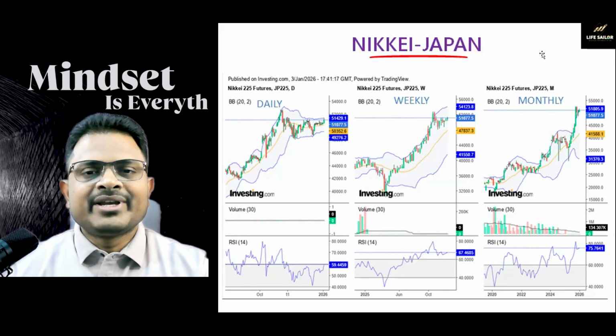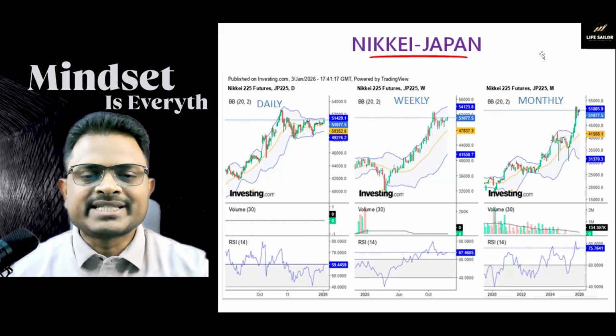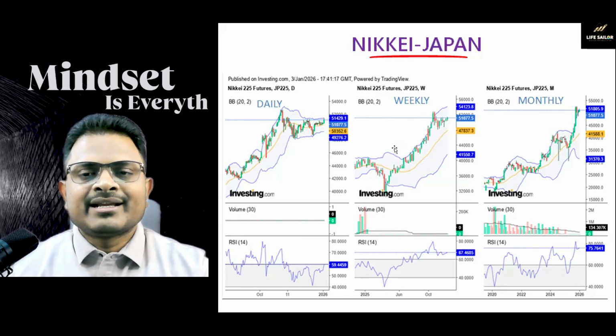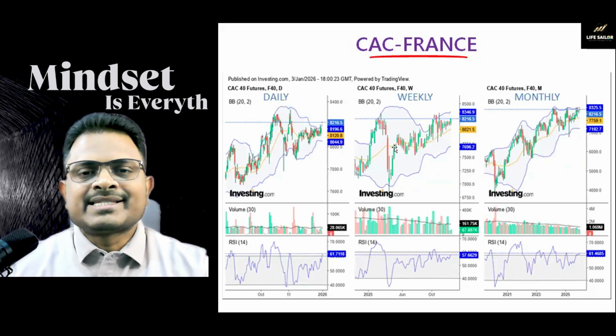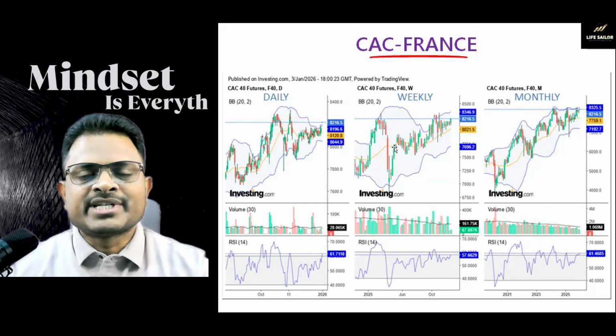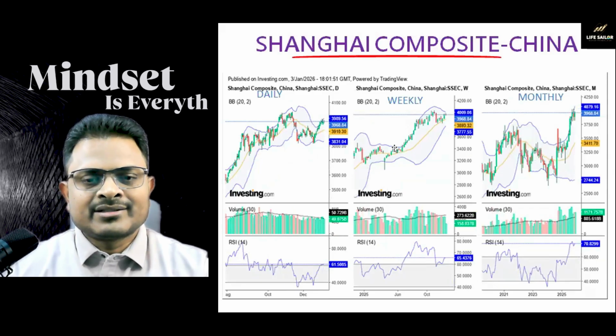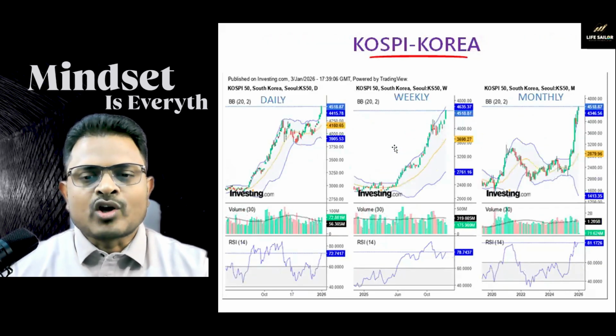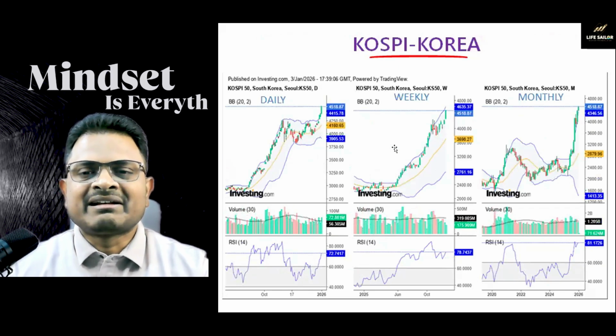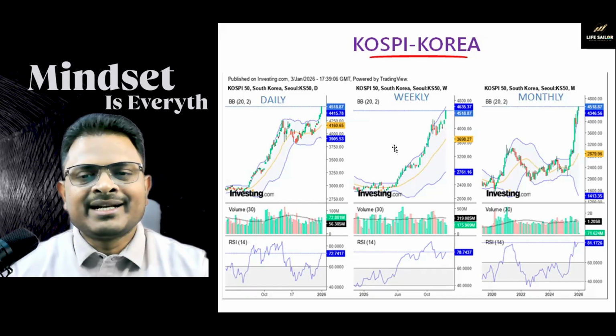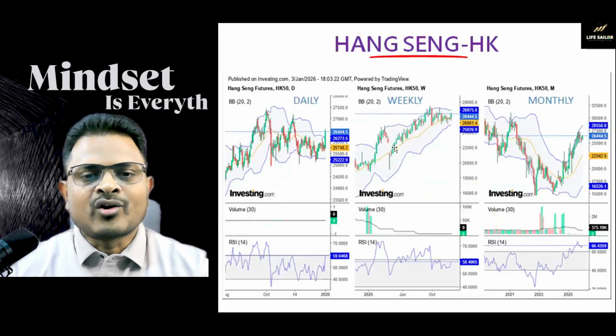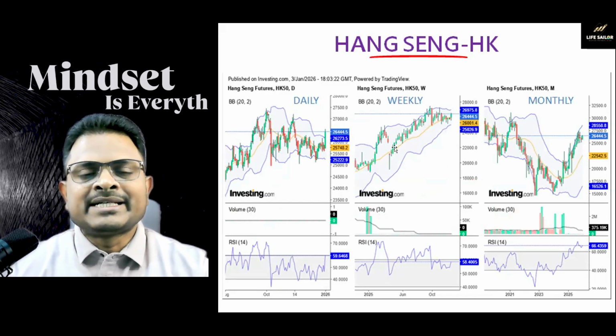Nikkei Japan: monthly and weekly RSI above 60, daily RSI between 40 and 60. The Japan market is trending below its previous high, so a little bit sideways. CAC France: monthly and daily RSI above 60, weekly RSI between 40 and 60, so a little bit sideways. Shanghai Composite China: all three RSI above 60, no worry. Kospi Korea: all three RSI above 60, clearly a breakout, very good movement in the chart. Hang Seng Hong Kong: monthly RSI above 60, daily and weekly between 40 and 60, so a little bit sideways.